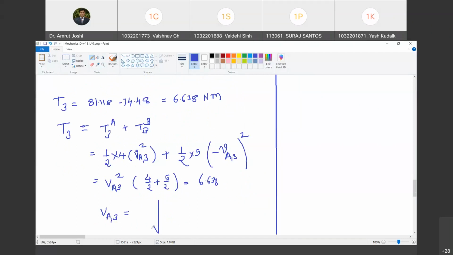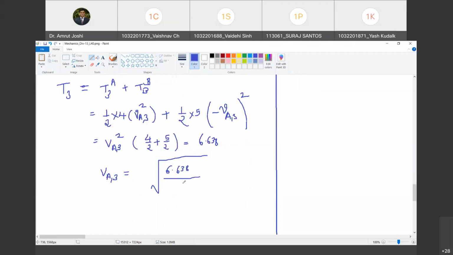It will be square root of 6.638 divided by 9 multiplied by 2. Just let me know how much is this. Square root of 6.638 into 2 divided by 9. Is it 1.21? Yes, sir. So velocity of block A when it is going to hit the ground is going to be 1.21 meter per second. Are you with me?